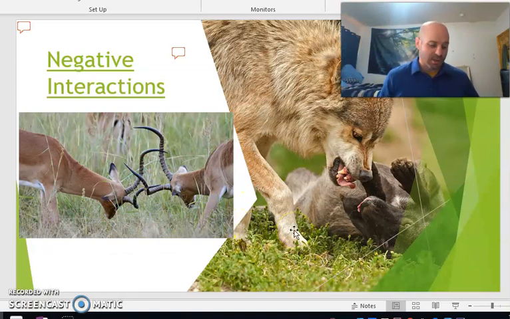Now, negative interactions. Negative interactions can include predator and prey, when one animal hunts another animal to eat it for food. Also, negative interactions include competition, like we talked about last week. So members of the same species or different species can compete for the same food, for the same territory, and other resources that are limited. So I want you to think of any other negative interaction between living things that you can think of. Pause the video and jot down at least one or two other ways that living things would interact in a negative way.